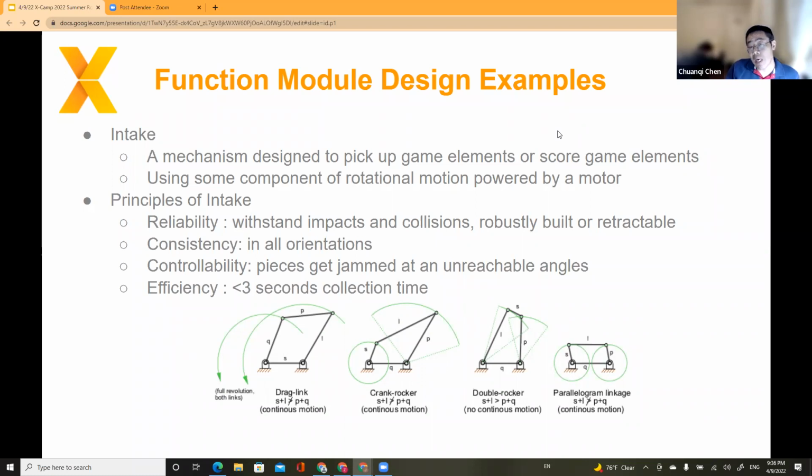And in the competition, for example FLL, you can only have five motors, so there are limited motors. The intake normally only consumes one motor to achieve that motion. So when we talk about every module design, we will talk about some principles and specifications when you design the intake.